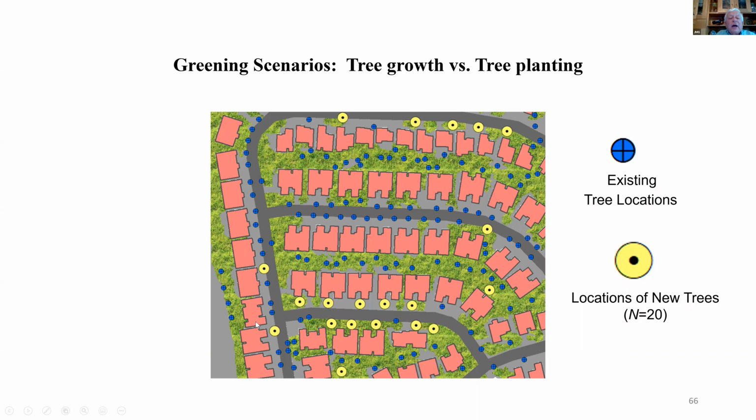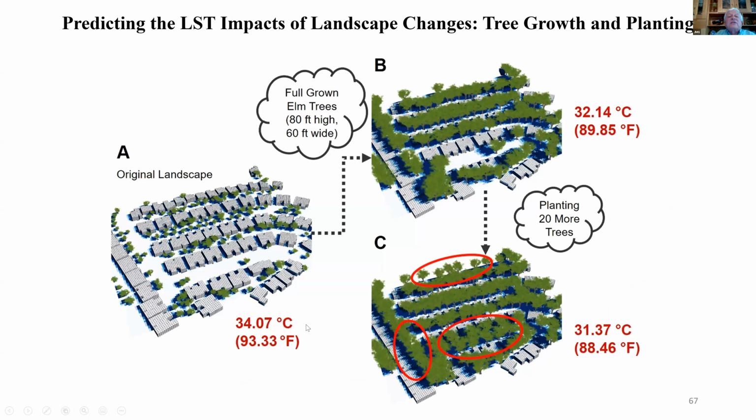Here is the original area with an average temperature of 35 degrees Celsius. Then we simulated the growth of the existing trees to 80 feet high, 60 feet wide, a typical elm tree. And you can see then we computed the shades, then used the model, and found out that the temperature in this case would be reduced to 32.14 degrees Celsius.